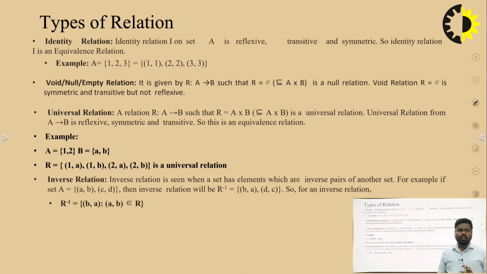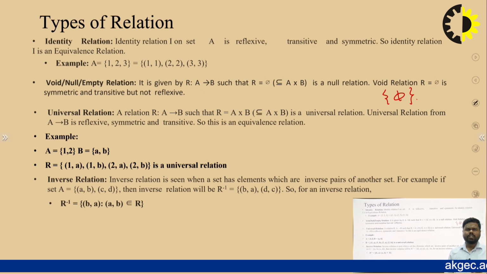Void or null relation means a relation R from A to B such that there is no element of A cross B in R. It is symmetric and transitive but not reflexive. Universal relation: a relation R from A to B such that R is equal to A cross B, the whole set. It is reflexive, symmetric and transitive, so this is an equivalence relation.